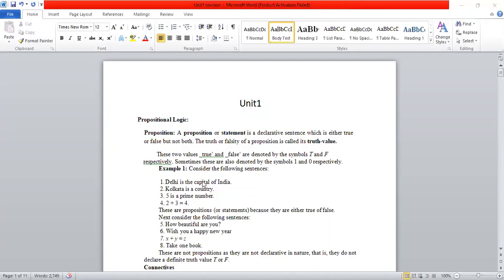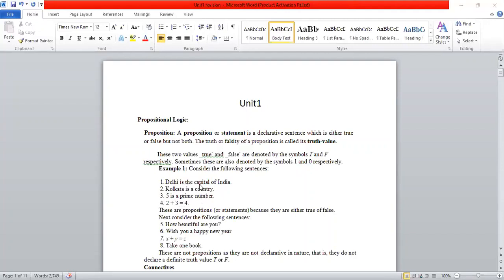Coming to the examples, consider the following sentences. Delhi is the capital of India. The answer to this statement is yes, so its truth value is T. Kolkata is a country. No, it is not a country, so the answer is no. 5 is a prime number. Yes. 2 plus 3 is equal to 4.